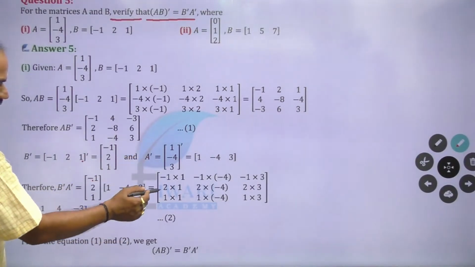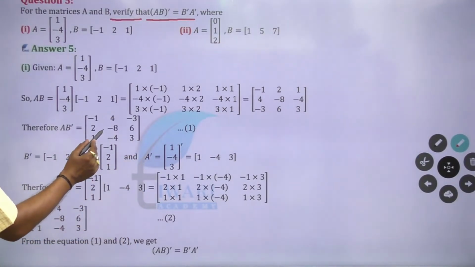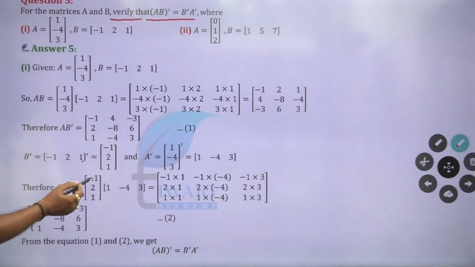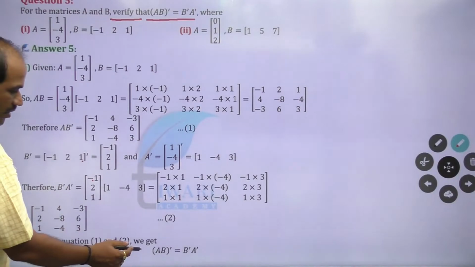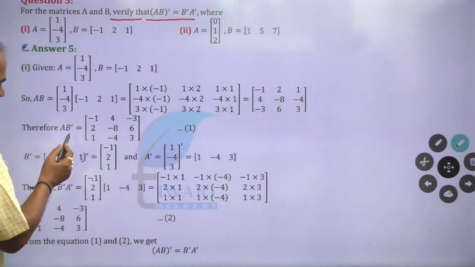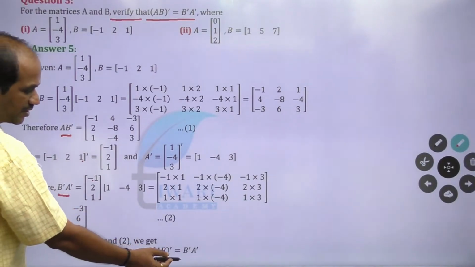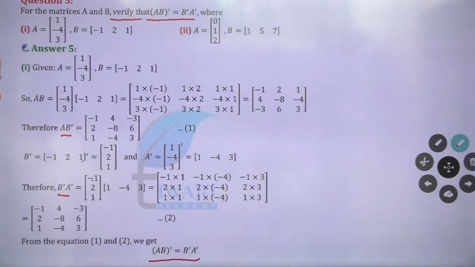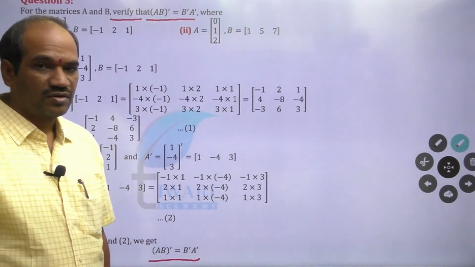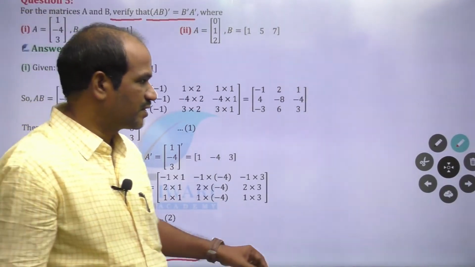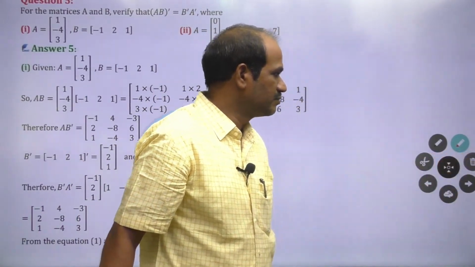Right, see here, from 1 and 2, same elements here. So these two matrices are equal. Therefore, AB whole dash is equal to B dash into A dash. This is true, okay. AB whole dash is equal to B dash into A dash. Write this question one time, practice, okay, write this one.